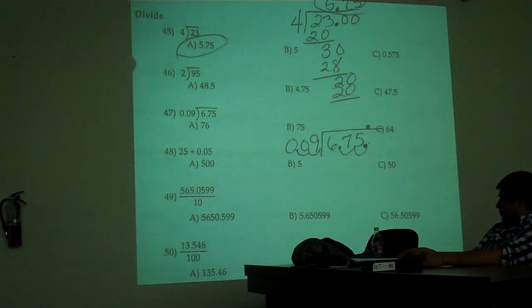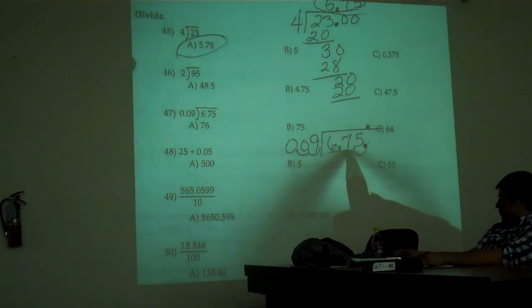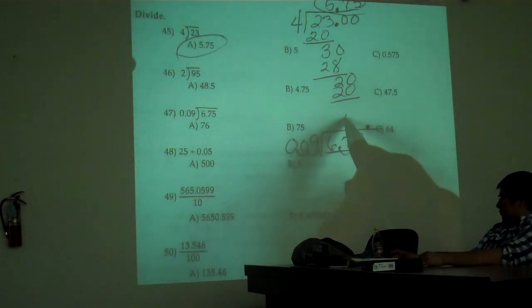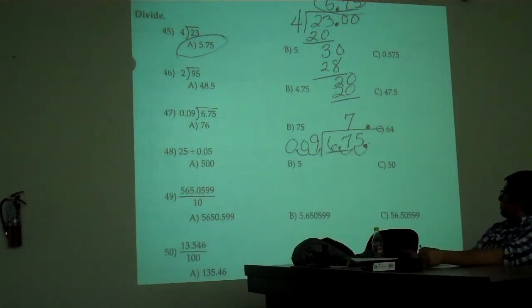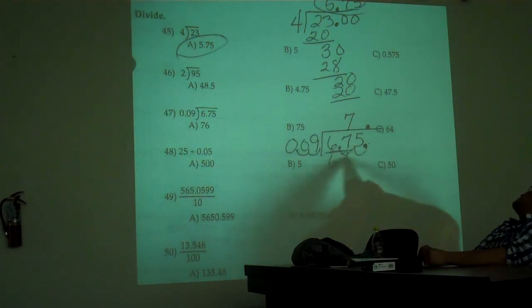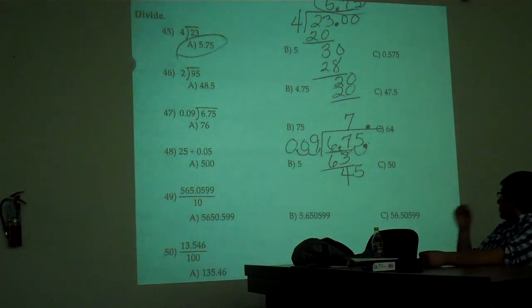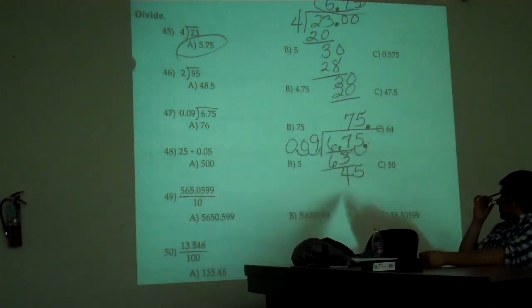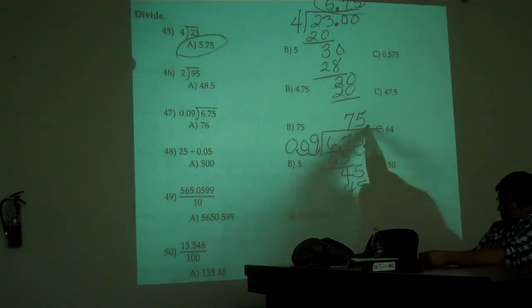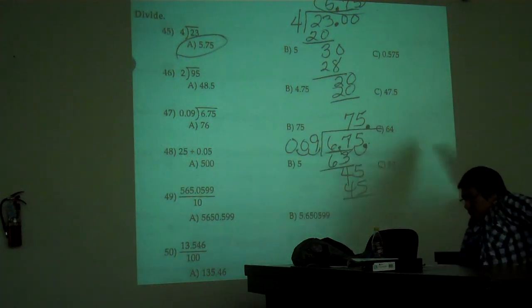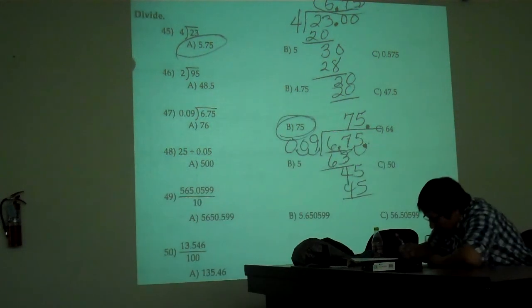Right there. 9 into 67? 7. 7 times 9, 63. 7 minus 3 is 4. 9 into 45? 5. It came out even. You actually don't need the decimal at the end if it's at the end, so your answer is just 75 with no decimal.